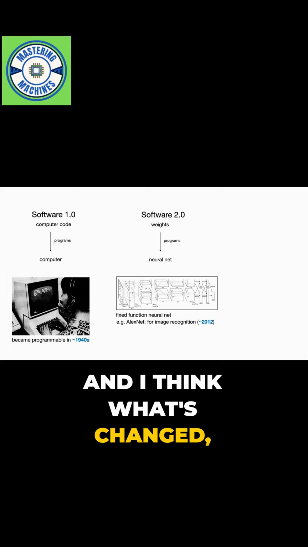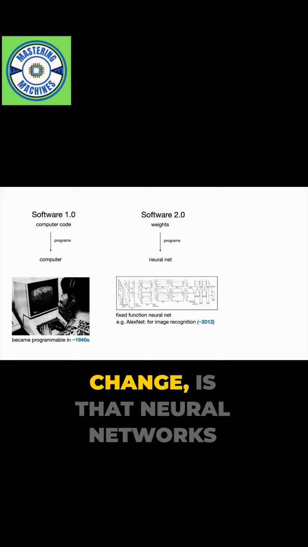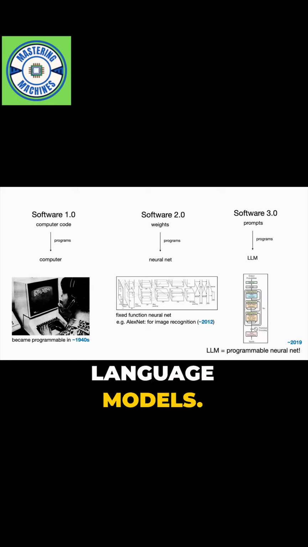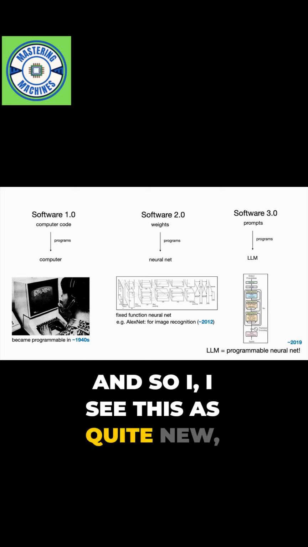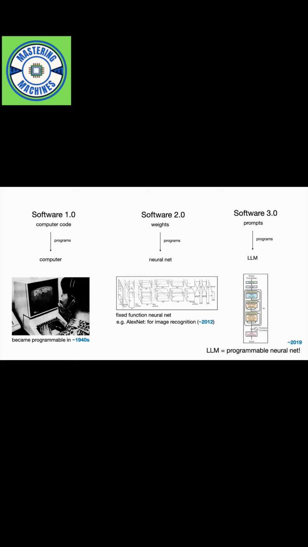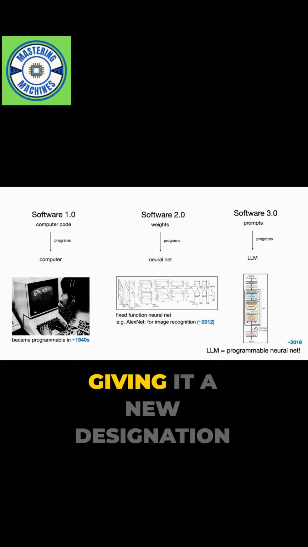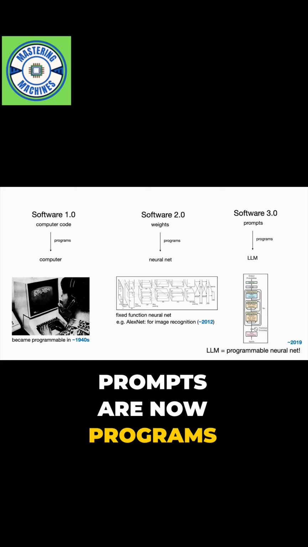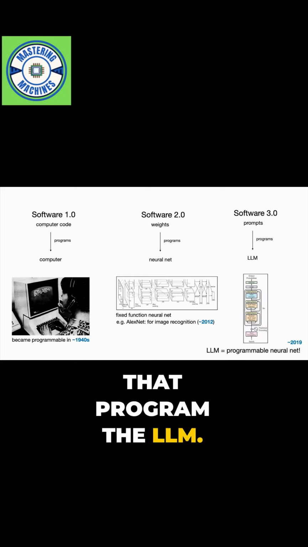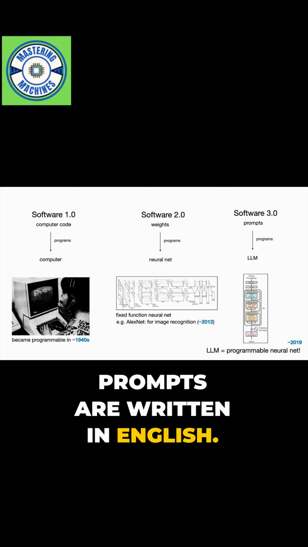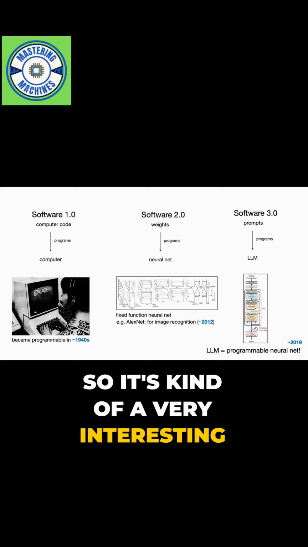And I think what's changed, and I think is a quite fundamental change, is that neural networks became programmable with large language models. And so I see this as quite new, unique. It's a new kind of computer. And so in my mind, it's worth giving it a new designation of software 3.0. And basically, your prompts are now programs that program the LLM. And remarkably, these prompts are written in English. So it's kind of a very interesting programming language.